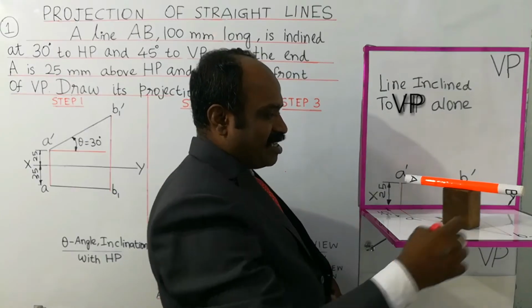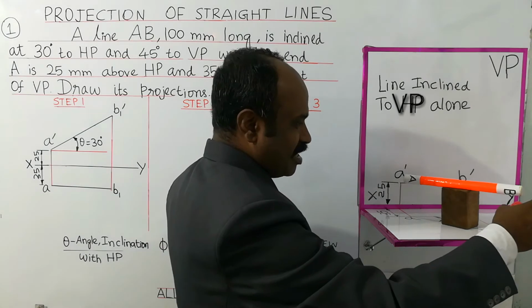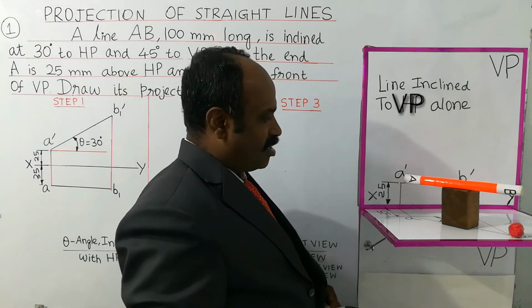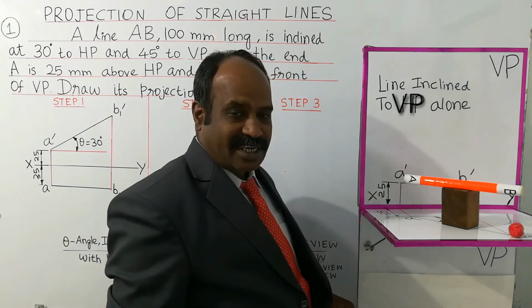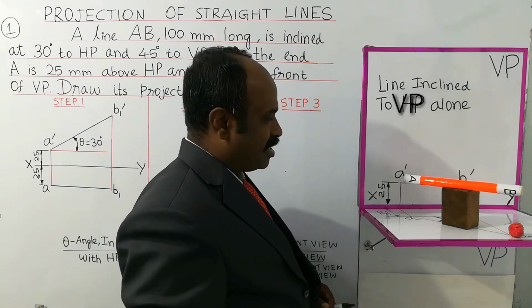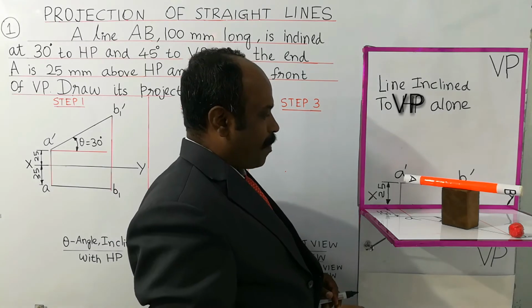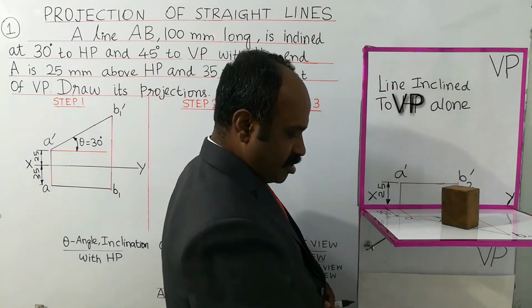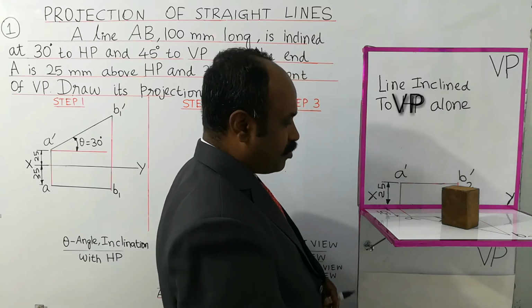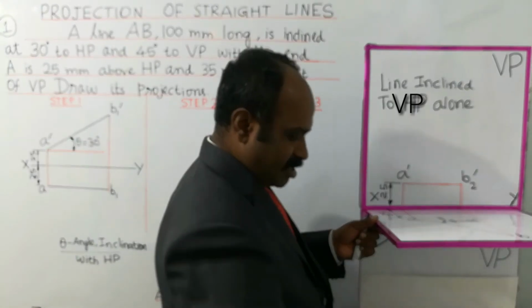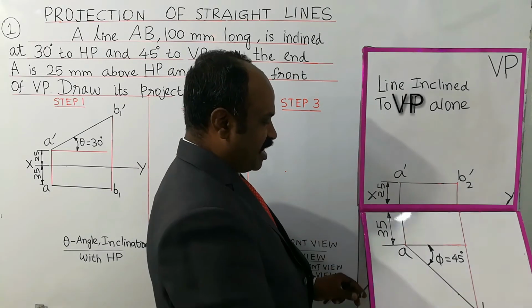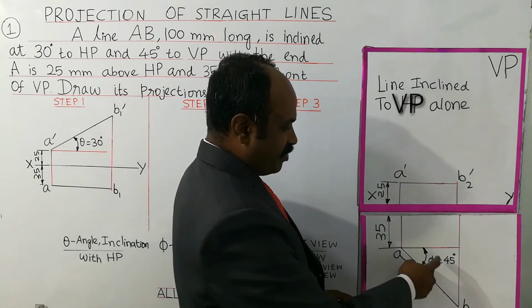And further, the point B is also projected on the horizontal plane as B2. So after projecting the end points of the given straight line AB, 100 mm in length, on the respective planes, the horizontal plane is to be rotated clockwise to get the top view, like this. This is a clockwise direction, and you can see this angle of inclination to VP in the top view.